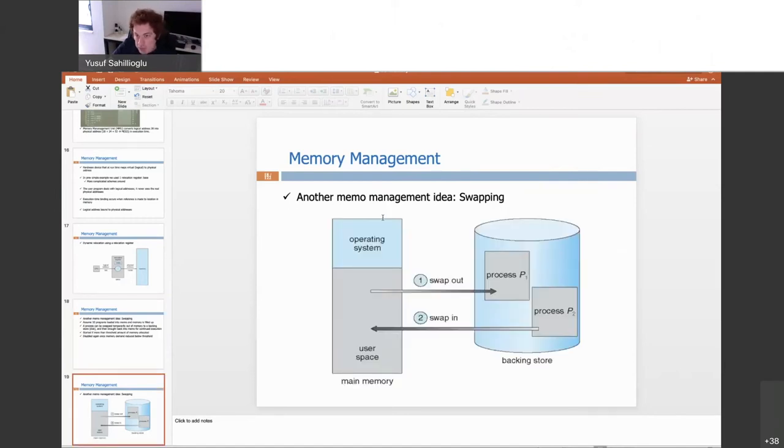So what happens is actually in the main memory, where again your OS code also lives, we also have this user space code.